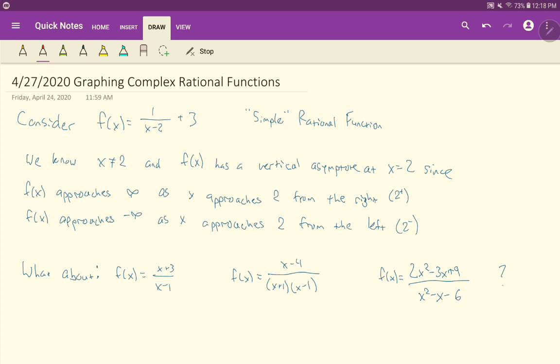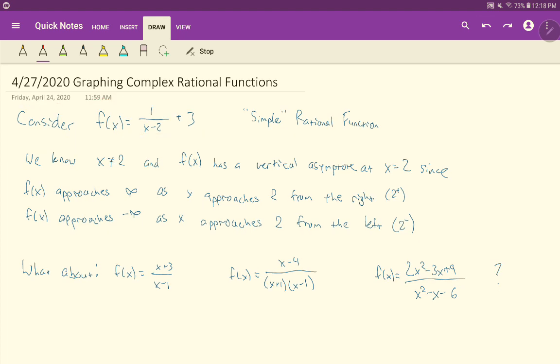Okay, so first of all, let's consider our function here, 1 over x minus 2 plus 3. This is a simple rational function example. How can we tell it's simple? Well, it's a very clear transformation of our parent function 1 over x, right? We can see we're shifting right 2 and up 3. So nothing too crazy there, right?